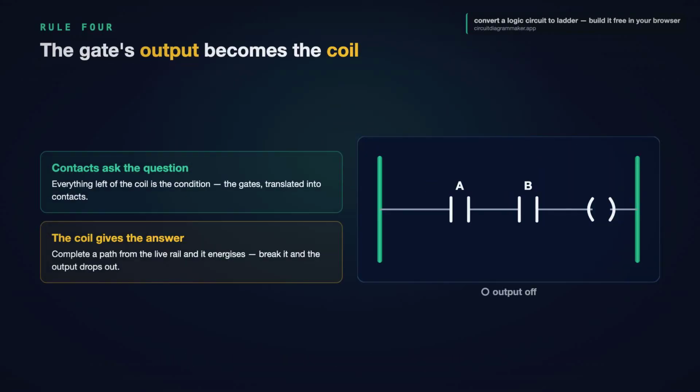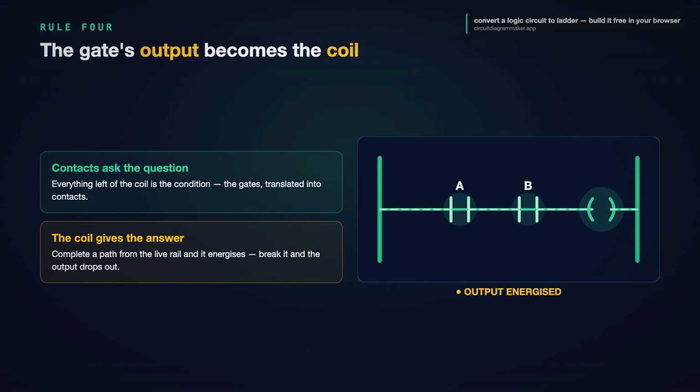And the 4th rule ties it all together, the output. In a gate circuit, everything flows toward one final output, the signal the whole diagram exists to produce. On the ladder, that output is the coil, sitting on the right against the return rail. The coil is the "then do this" of the rung. Everything to its left is the condition, the gates translated into contacts. The coil is the result.